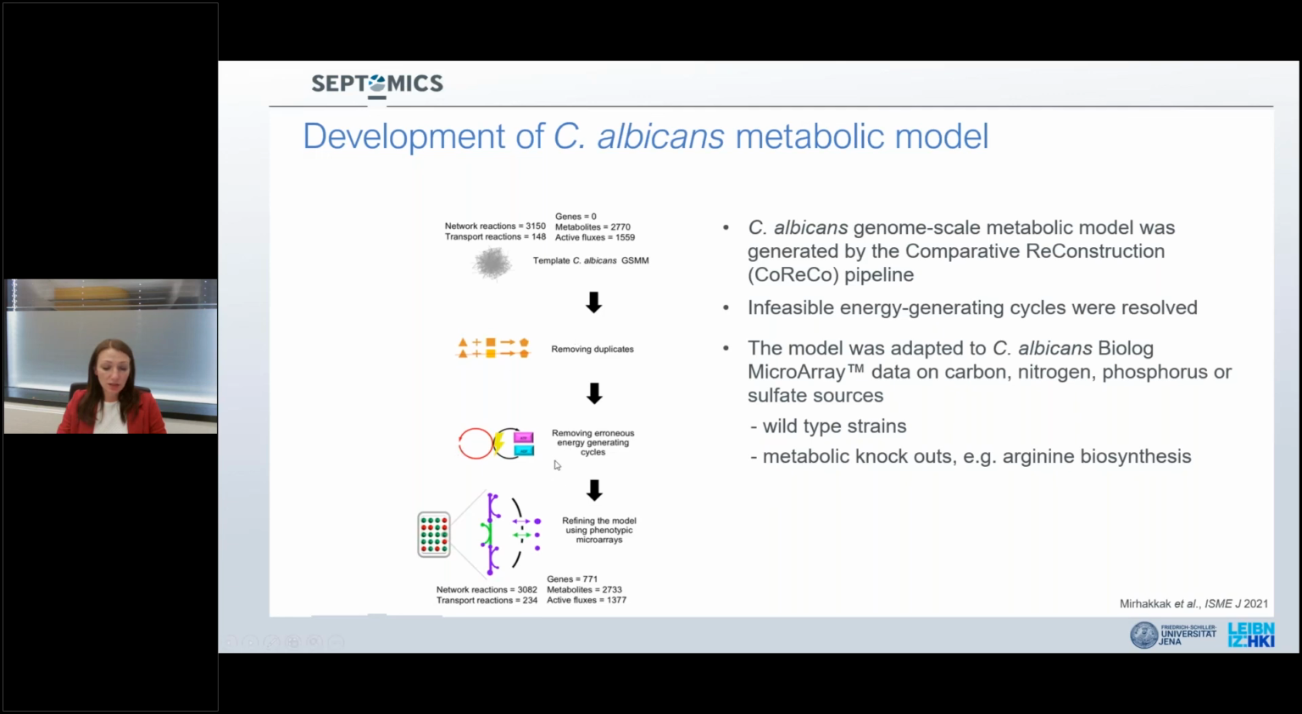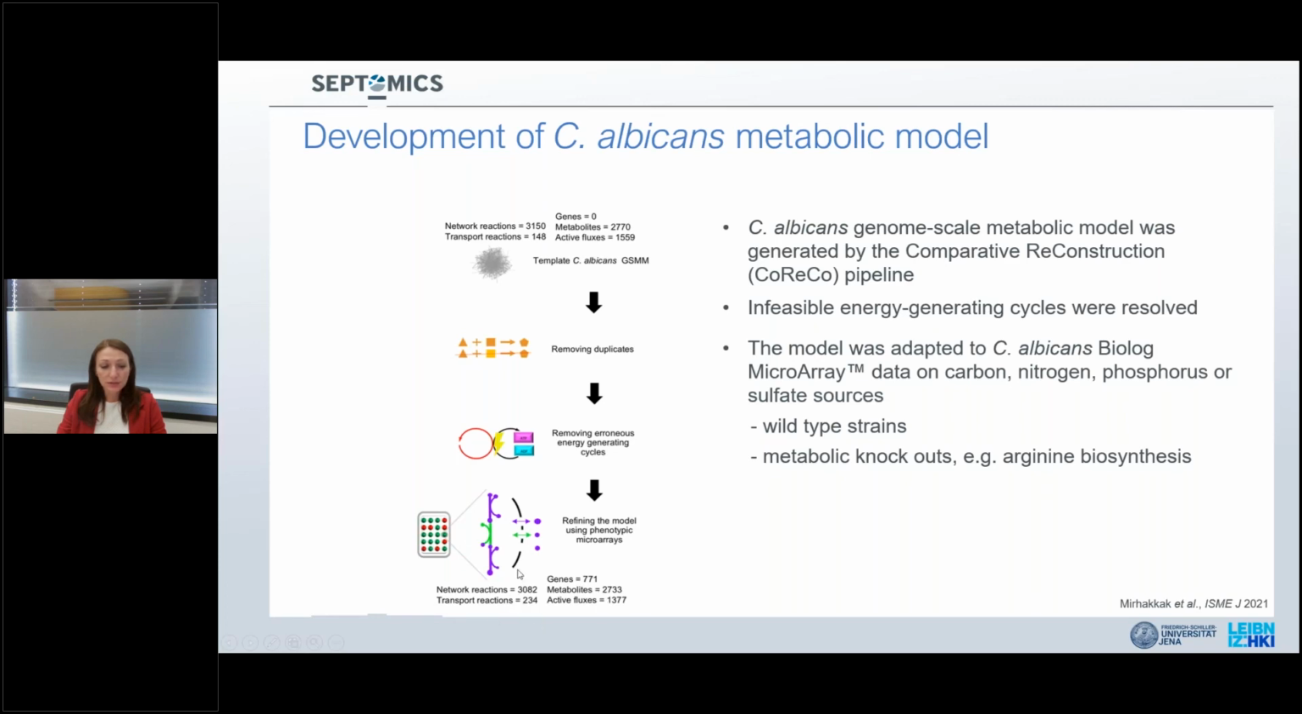these predicted interactions, essentially. So we used data from wild type strains, as well as we generated additional data sets from metabolic knockouts, for example, for arginine biosynthesis. And this data was used to refine the model. And essentially, this also helped to remove some faulty interactions or generate new connections. And at the end, this led to a refined model.